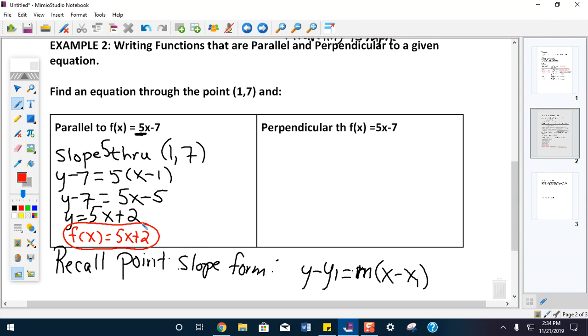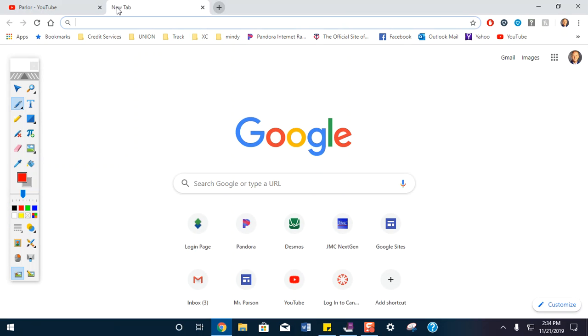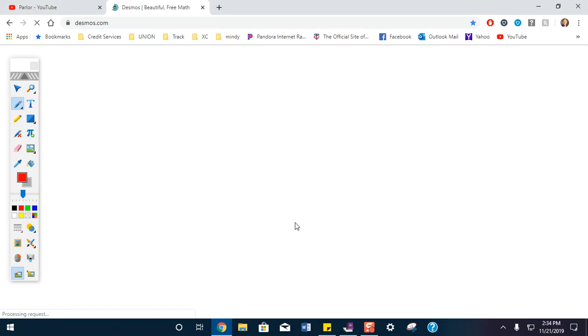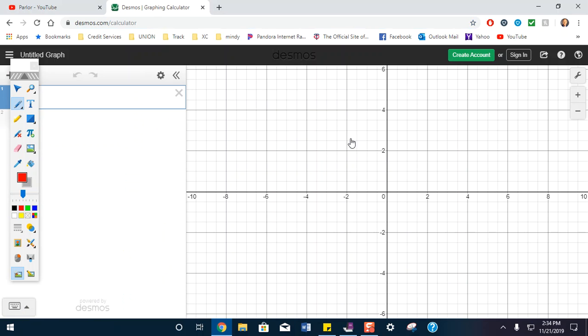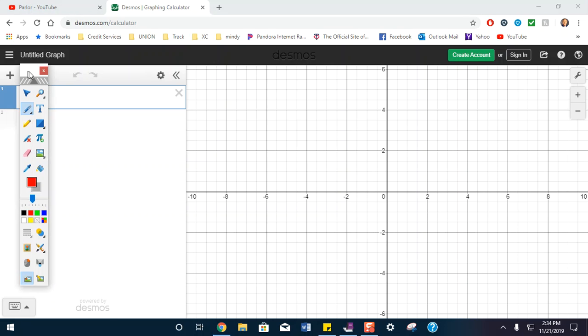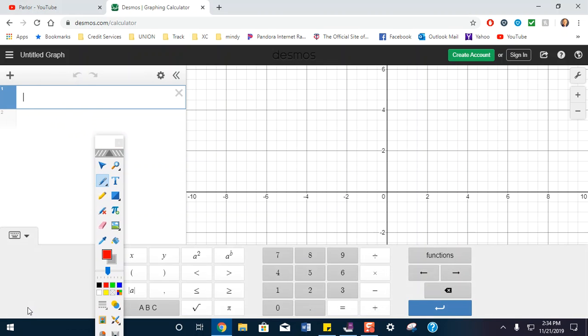Thanks, kiddo. All right, so here's what I want you guys to do. Make sure we're confirming our work here. If I go into Desmos, what was the original equation that we were given? Was it 5x minus 7? So I'm going to type in 5x minus 7. There it is, right there. And we said we had to come up with a line that was parallel to that, passing through which point?